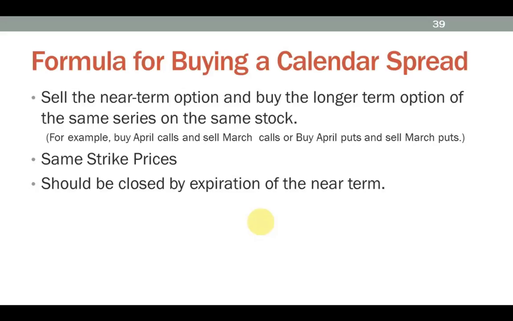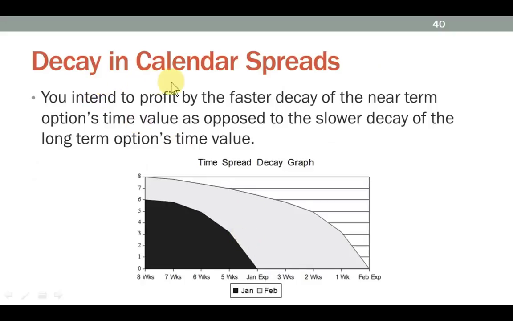And that is, we're going to spend a lot of time looking at the value of what these options could be worth in the future without the stock moving flat. This is decaying calendar spreads. Okay, your intention on these spreads, what is it? You intend to profit by the faster decay of the near-term options' time value as opposed to the slower decay of the longer-term options' value.